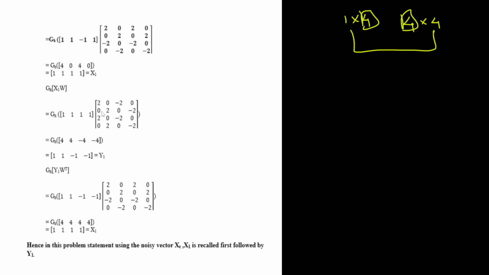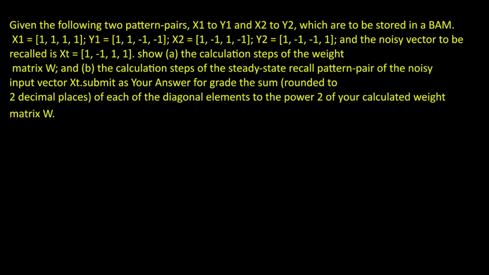So x1 multiplied by the weight matrix. This is the original weight matrix. Again, row by column, 1 times 2, 1 times 0, 1 times 2, 1 times 0, and you add them together, you get 4. And you do for each column like that. So you get 4 4 minus 4 minus 4, and then positive or 0 values will be replaced with 1, negative value replaced with minus 1. So here we have positive 4 replaced with 1 1, and then minus 4 replaced with minus 1, minus 4 replaced with minus 1. And if you look at this, this is our y1.